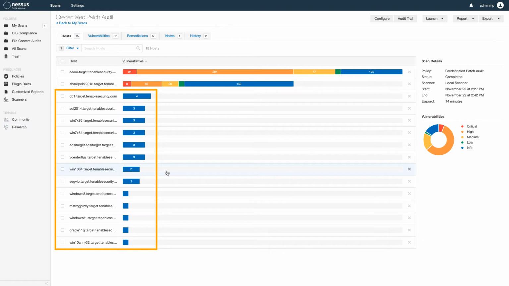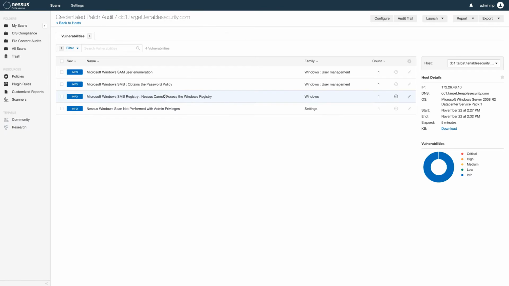I see some targets here where only a few informational local checks reported, so I'll look further into this. Drilling down, I can immediately see that the credentials that I provided had insufficient privileges, so only a few local checks were able to run, and I do not have a good picture of this host's vulnerabilities.